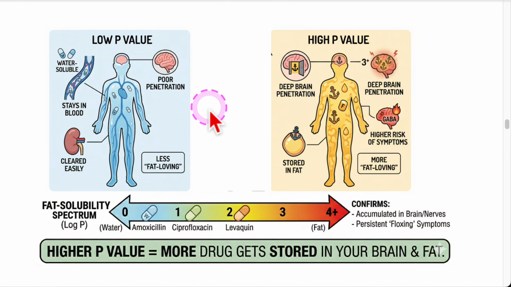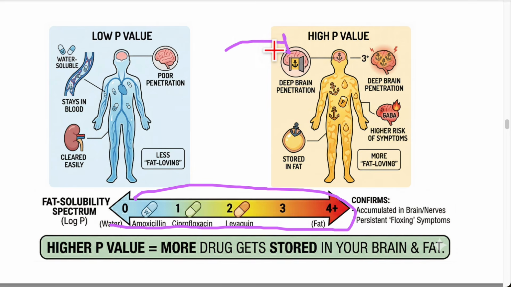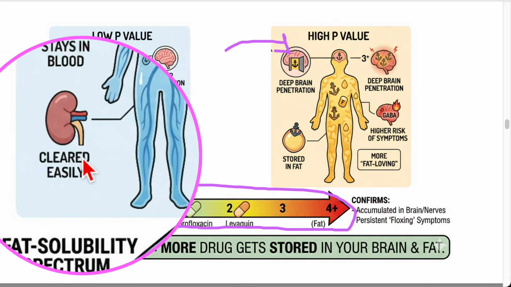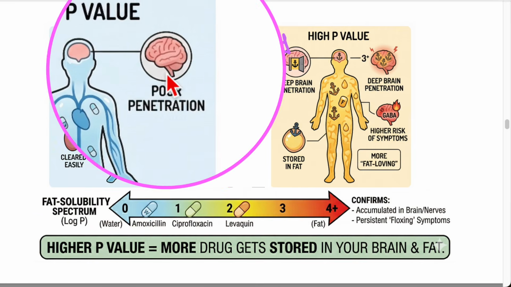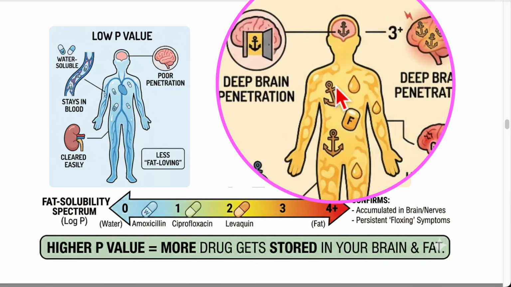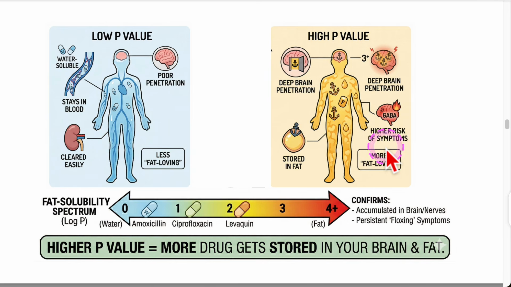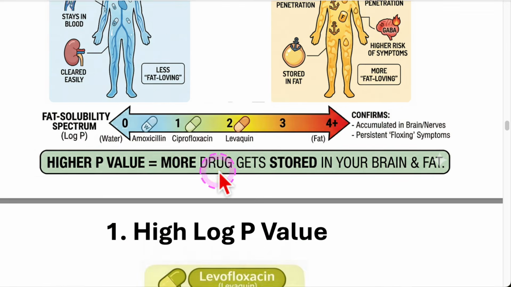Here's just another visual. I'm a huge visual learner. You can see here, this is the p-value down in here. So it's low. And then as we move up, high p-value in here. So it's cleared by the kidney, stays in the blood, water soluble, poor penetration in your body. It loves fat, deep penetration into the tissues, deep penetration in the brain, higher risk of symptoms, more fat loving. Anytime we talk about these medications down in here, they move up to the higher p-value.